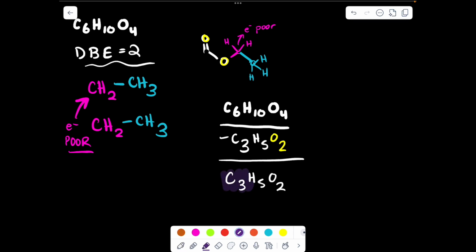Is this not the same molecular formula as this? Yes. And is there not an element of symmetry in my overall structure? Yes, there has to be. So does that not mean that I just have another one of these?